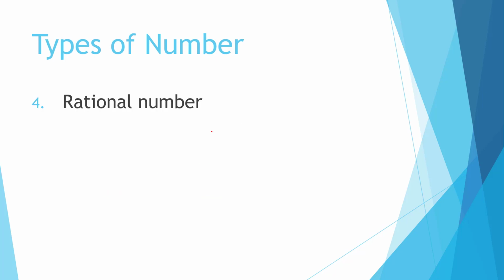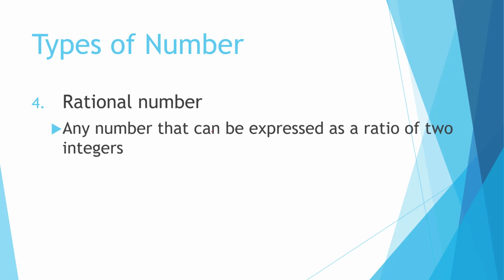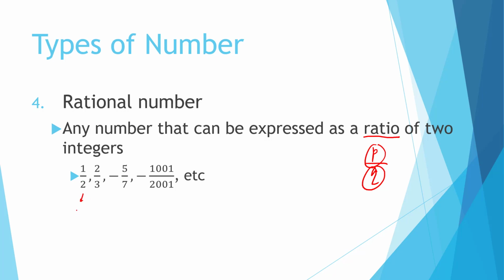Okay, the next one is what we call a rational number. A rational number is any number that can be expressed as a ratio of 2 integers. Maybe you are not too familiar with this word, ratio. A ratio is when you compare two numbers, two values, like in division or in a fraction. If I write it down, I can write it as p over q, a number over a number. For example, we have 1 over 2. 1 over 2 is a rational number. Why? Because 1 is an integer and 2 is also an integer.